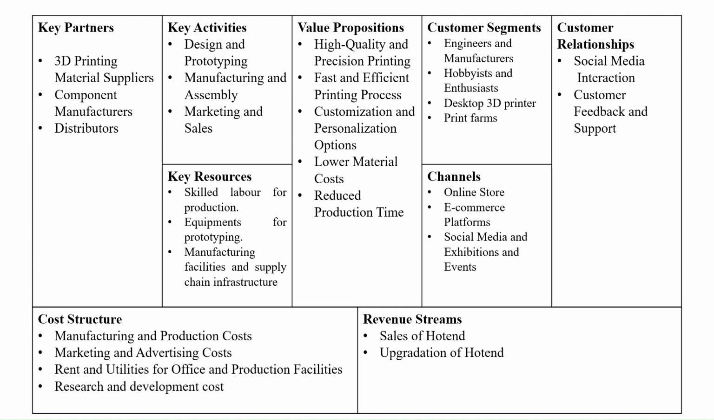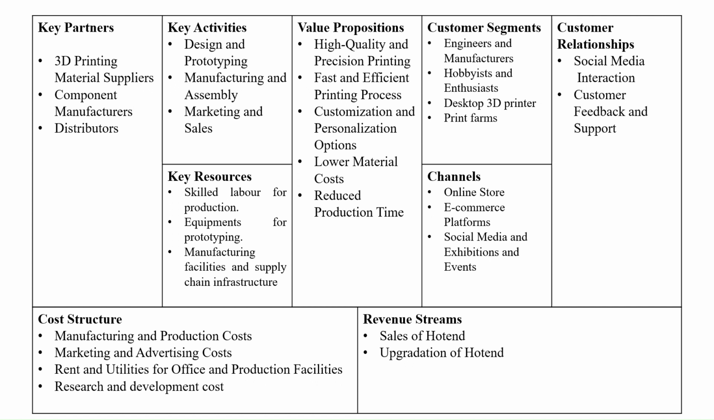Key partners: 3D printer material suppliers, component manufacturers, distributors. Key activities: design and prototyping, manufacturing and assembly, marketing and sales. Value proposition: high quality and precision printing, fast and efficient printing process, customized and personalized options, lower material cost, reduced production time. Key resources: skilled labor for production, equipment for prototyping, manufacturing facilities and supply chain infrastructure.